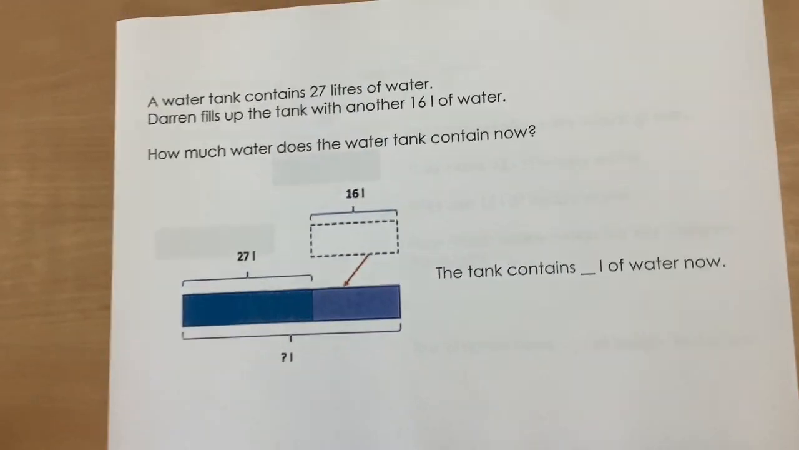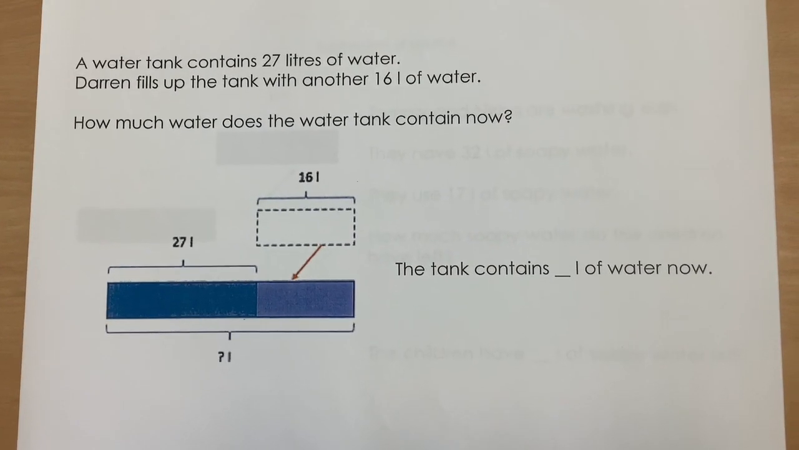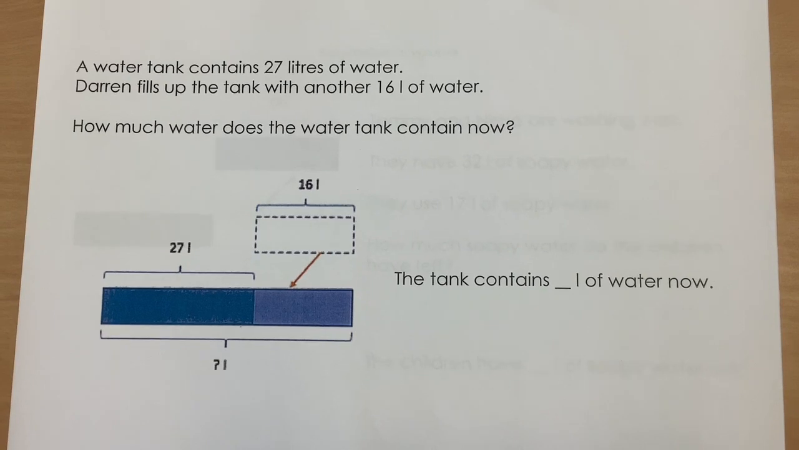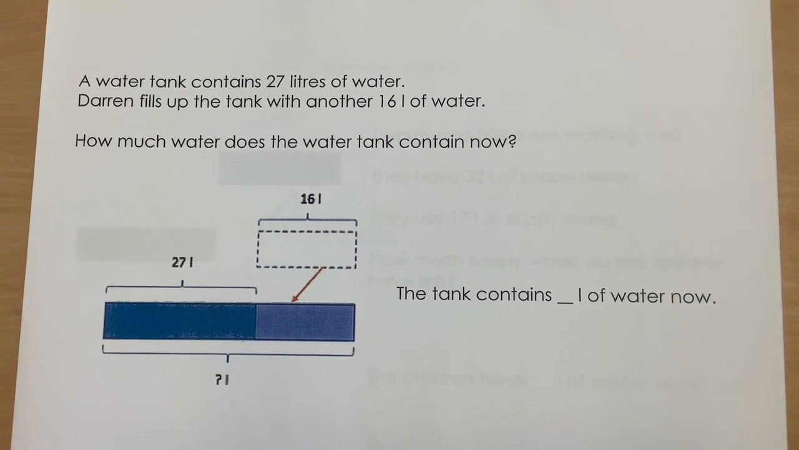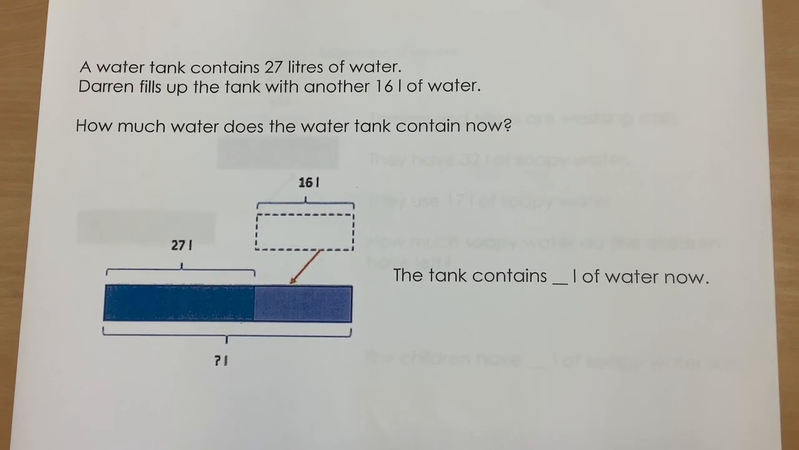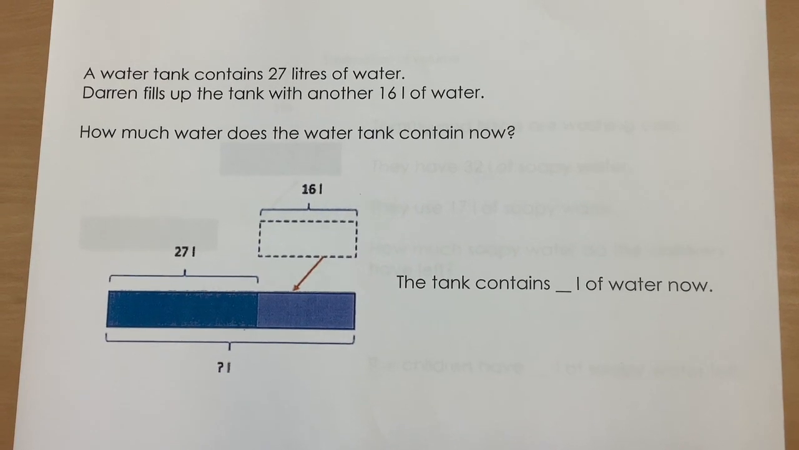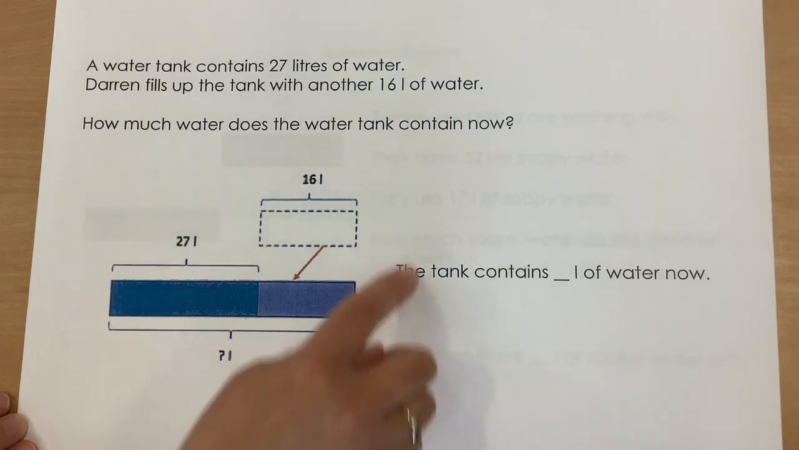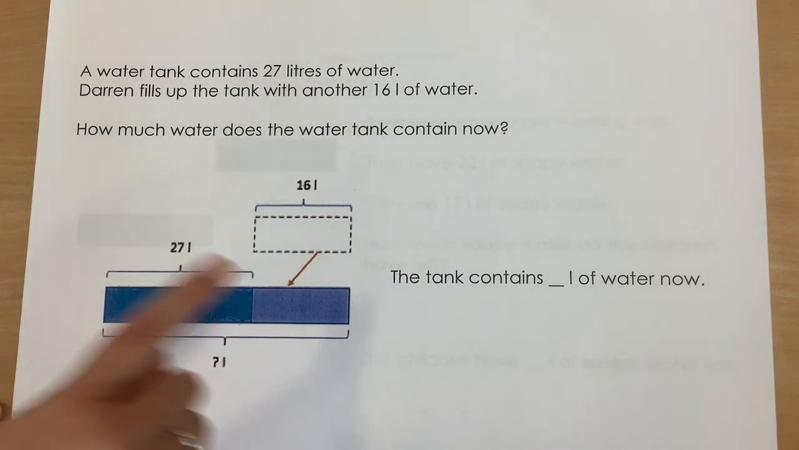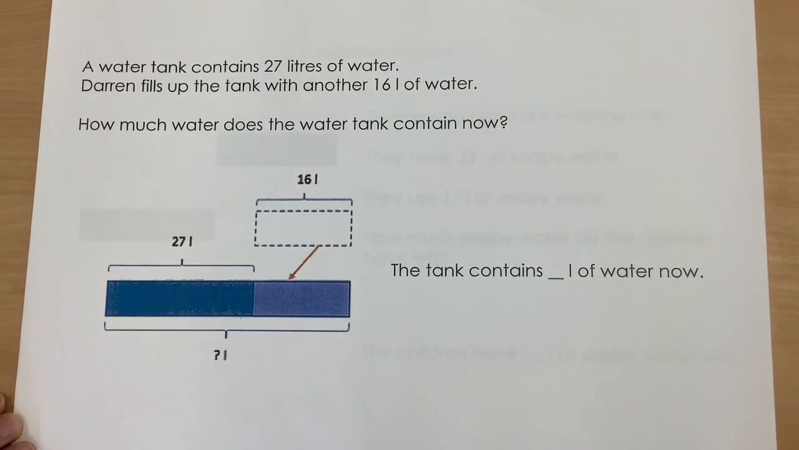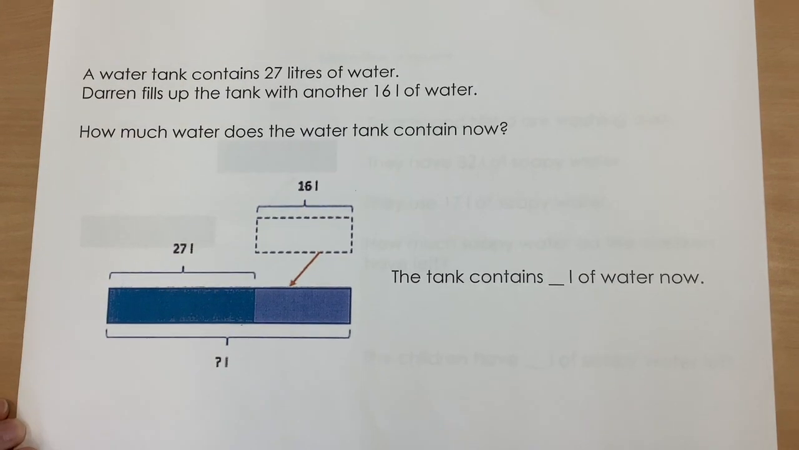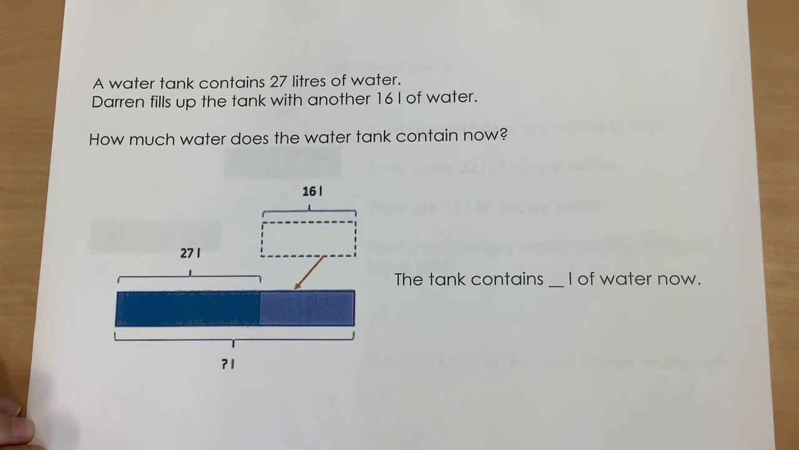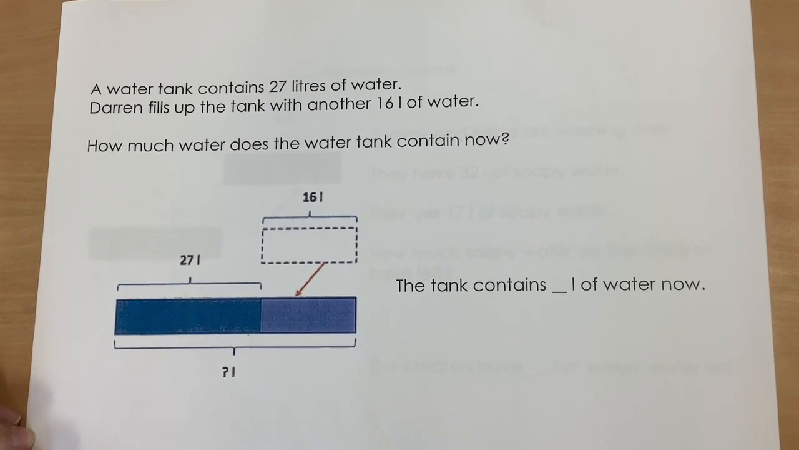So we'll read this one through and then I'd like you to have a go at this before I give you the answer. A water tank contains 27 litres of water. Darren fills up the tank with another 16 litres of water. How much water does the water tank contain now? So again, I've drawn a model, and hopefully in that model you can get a clue as to what kind of operation you're going to carry out, as well as the word problem itself. Pause the video and have a go at that.